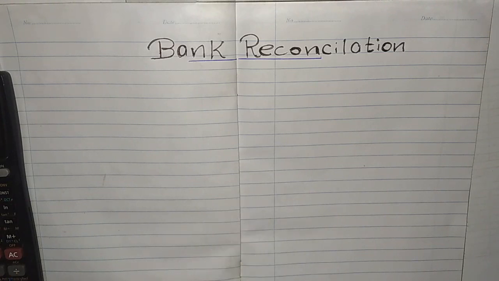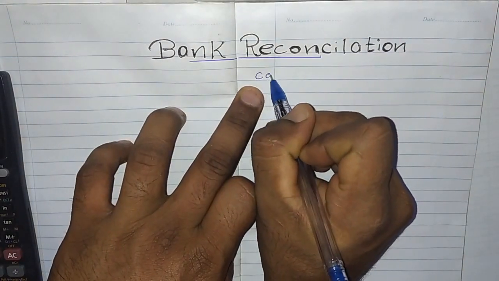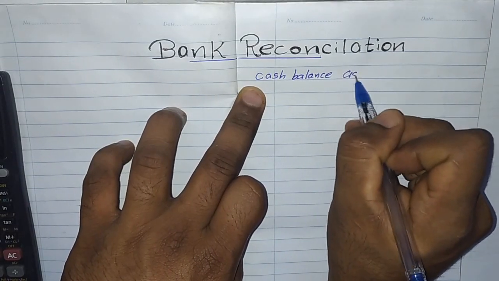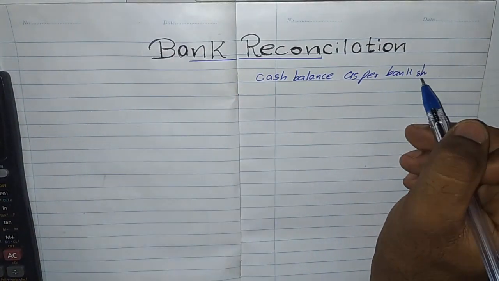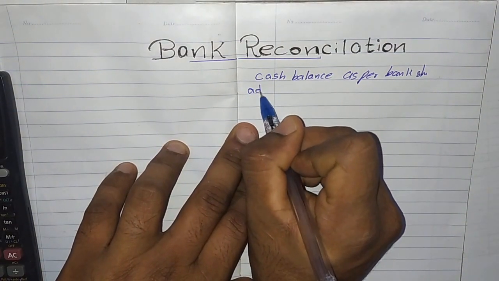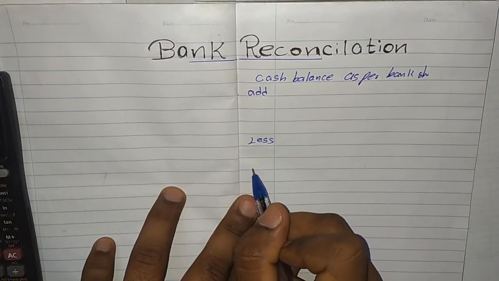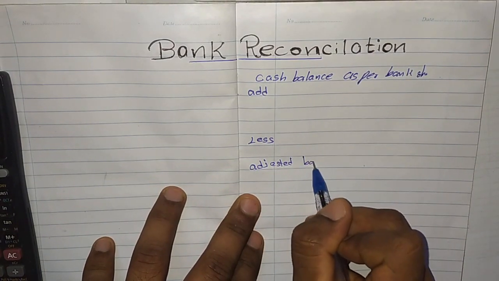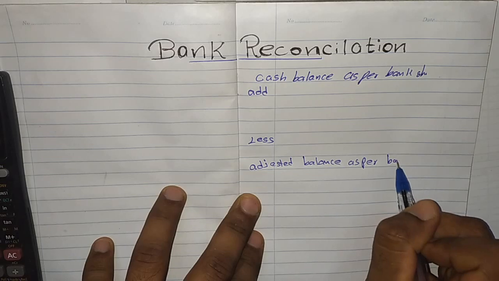So the first thing we are going to do, we are going to write a cash balance as per bank statement, and then we are going to add something and we are going to subtract something. Finally, you can get the adjusted balance as per bank statement.